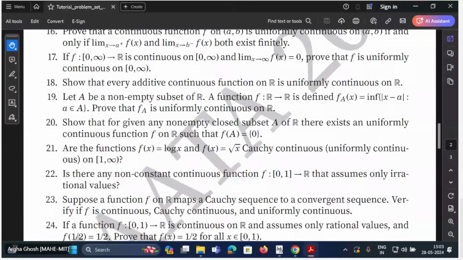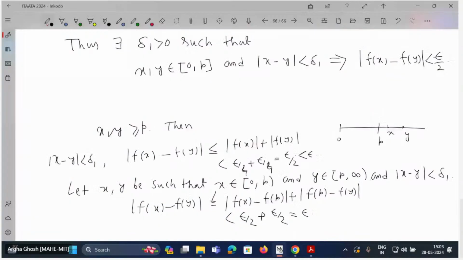So this is question number 17. Question number 18: show that every additive continuous function on R is uniformly continuous on R. So if we have an additive continuous function, then it is definitely a uniformly continuous function. How to prove it? I think it is very simple. You try to prove it. I'll give you 5 minutes. It's question number 18.